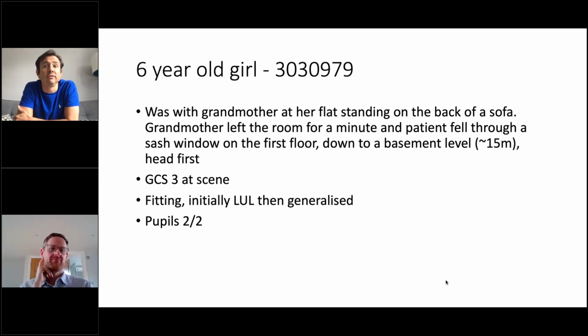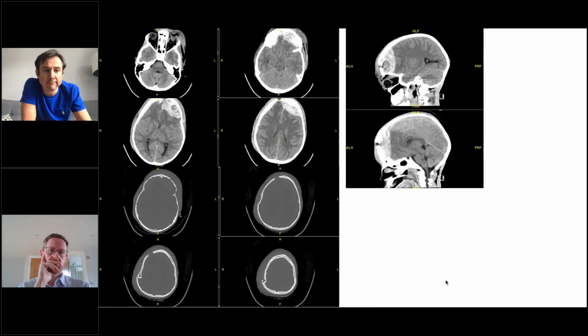And she had been complaining about this window that was loose for weeks, apparently. Anyway, she leant on the window, it fell out, and she fell from the first floor all the way down, and it was a basement underneath, so she fell about 15 meters onto her head. And she was GCS 3 at the scene. She was fitting initially in the left upper limb and then generalized, and pupils were 2 millimeters bilaterally and reactive at that stage. So this was her presentation CT.